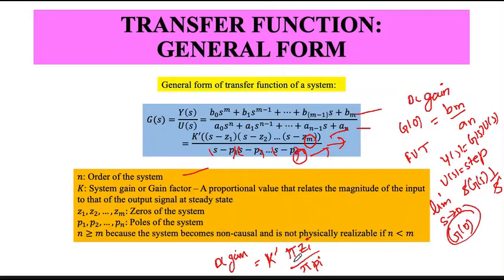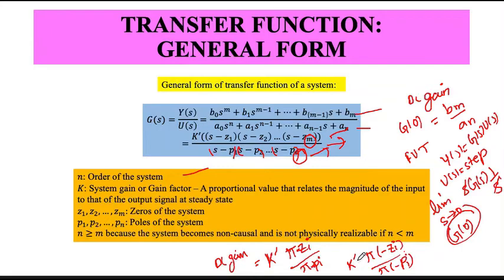Okay, over here it is a minus sign, over here also a minus sign. So I will just write it again: K dash, product of all zeros over product of poles. We will shortly see when the K dash is important to us.